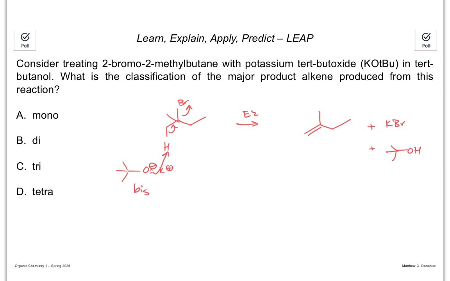So what is the classification of the major product alkene produced from this? When we classify, remember we're looking at the sp2 hybridized carbons. We're counting the carbon substituents. So if we number this, we see that only carbon 2 has substituents. It has 2 of them, so that's di-substituted.